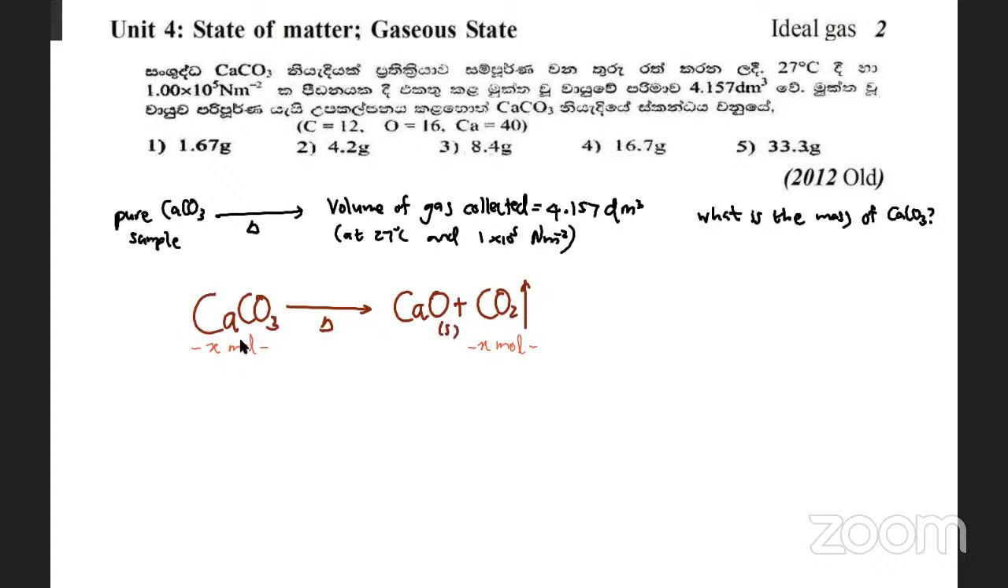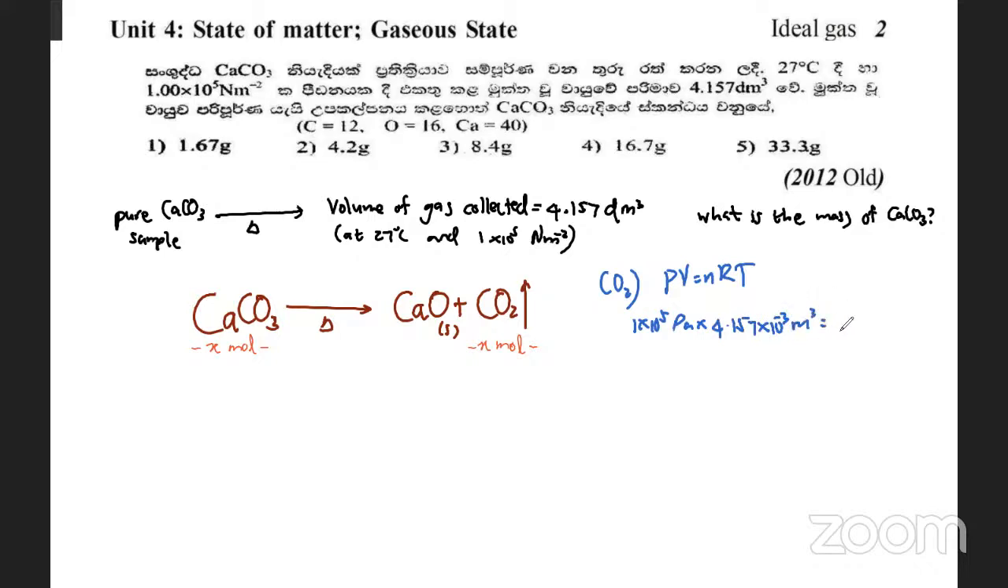Our target is finding x and then finding the mass of calcium carbonate. It's a very simple process. You find the moles and then you multiply by the molar mass of calcium carbonate, which is 100. Then what should I do for carbon dioxide? It is the gas evolved, so you apply PV equals nRT. Pressure 1 into 10 to the power 5 Pascal. Volume 4.157 into 10 to the power minus 3 meter cube.